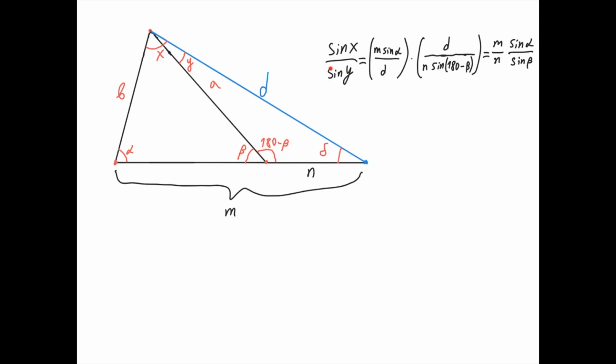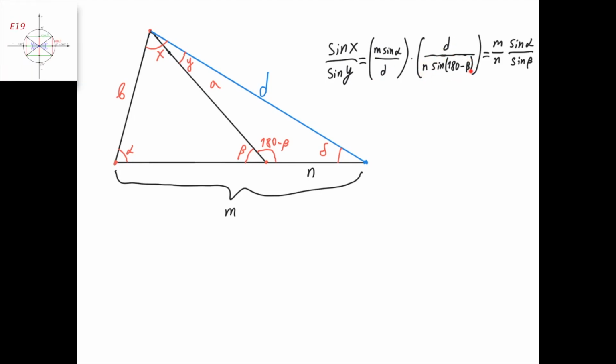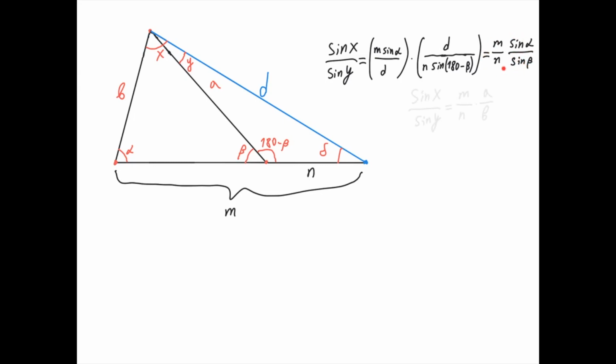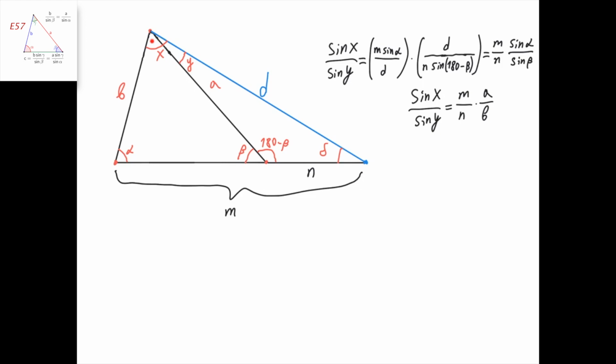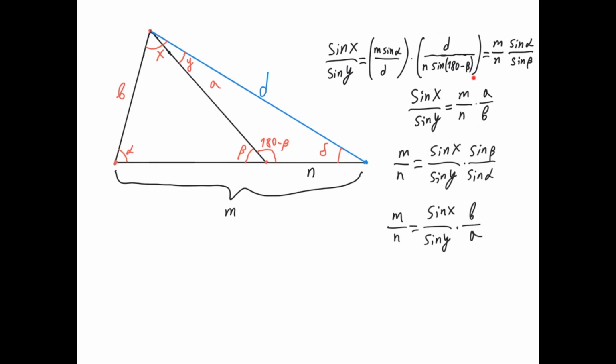But because here sine of Y is in the denominator, we reverse the fraction, and then we get D divided by N times sine of 180 minus beta. Now D cancels out, and sine of 180 minus beta, we know, equals sine of beta. And so this is the final expression we get. From the sine law applied to this triangle, we know that sine of alpha divided by sine of beta equals a divided by b. Therefore, this expression can be rewritten like that by replacing this fraction by a divided by b. Now we can take these two equalities and rewrite them in terms of m divided by n, and then we get these two equalities here.